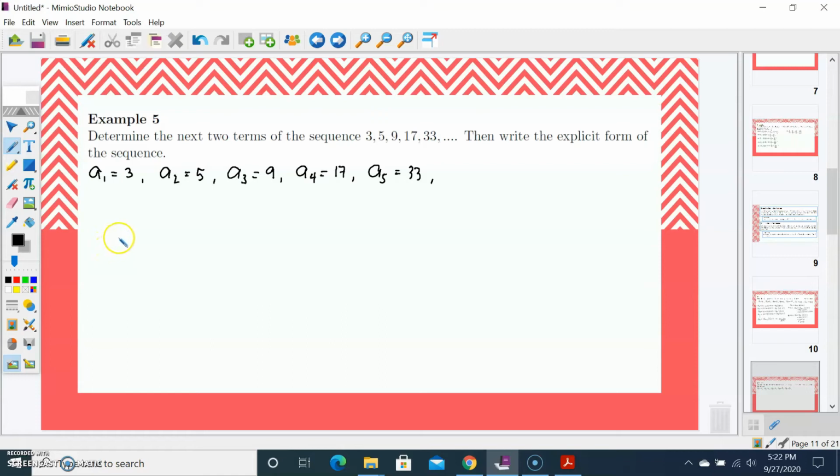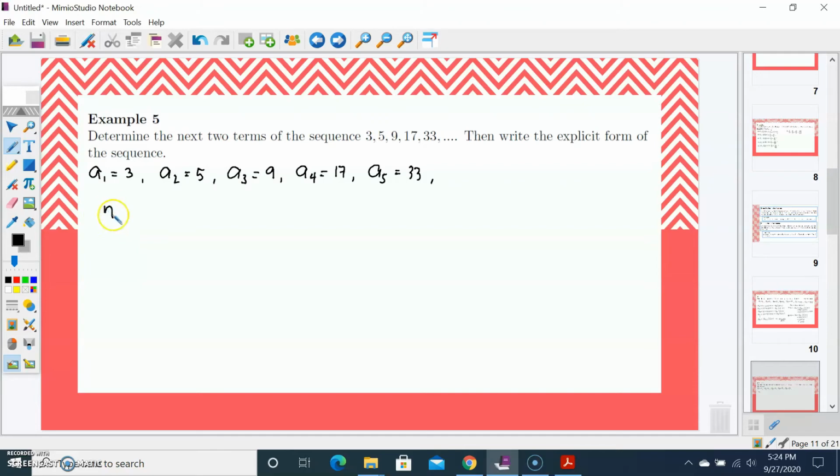by their position. So, napakahalaga ng mga subscript na to. Okay? Take note that this is the first term, second term, this is the third term, fourth, and then fifth. Okay? So, I'm going to make a table having the relationship of the terms and the position of the terms in the sequence. So let us consider this table.